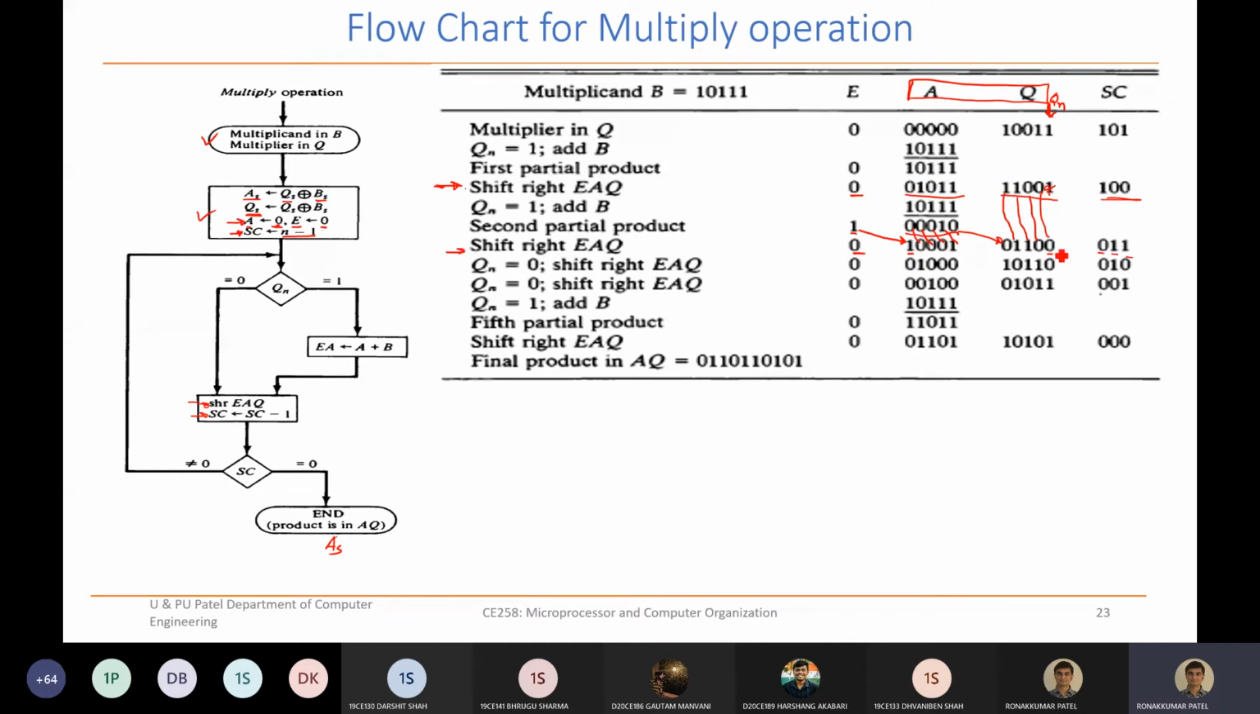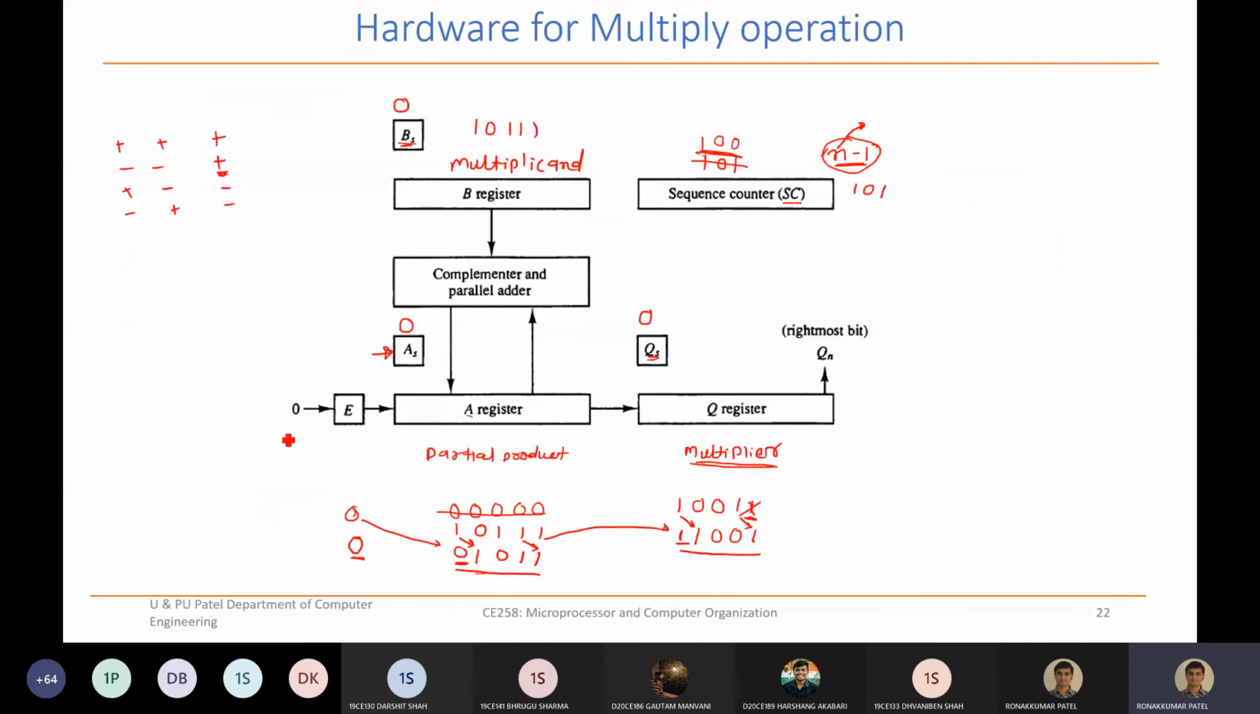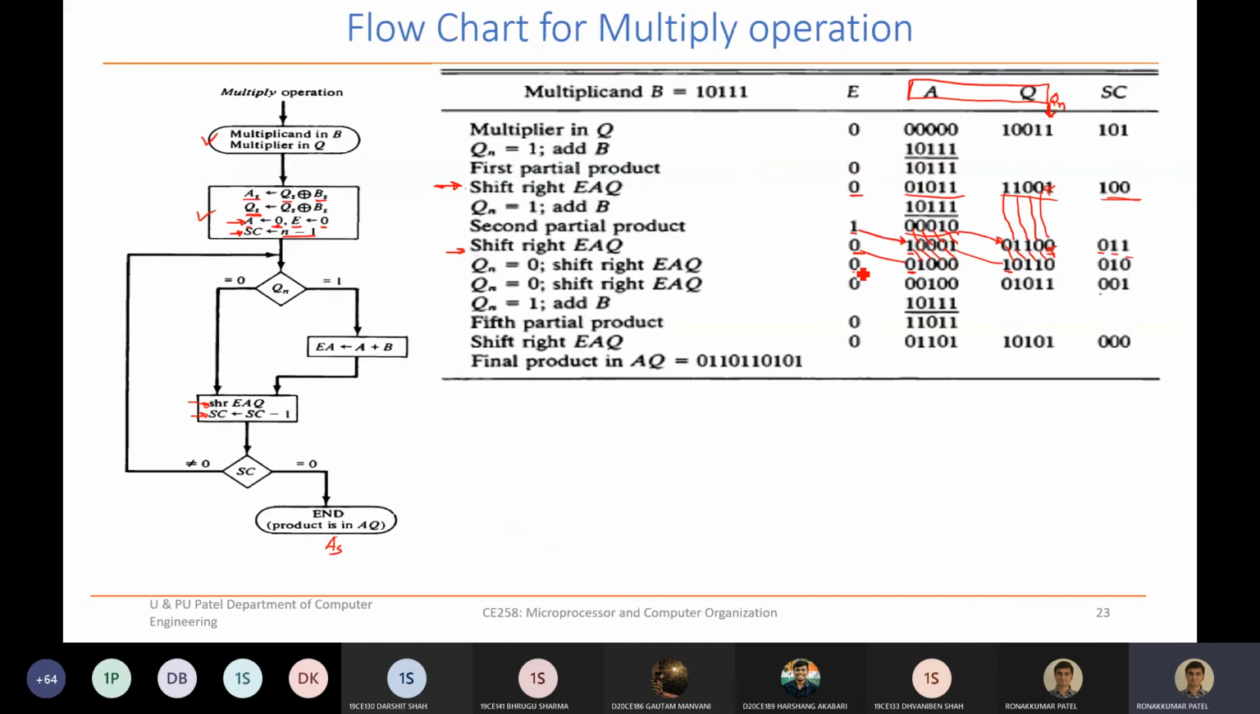So when you perform shift right, this will be discarded. And again, the same thing. This one is empty. Now about E: E is 0. So 0. Now E is empty, so just put 0. Okay. Again, decrement the sequence count to 0, 1, 0. Right. Then check Qn again.